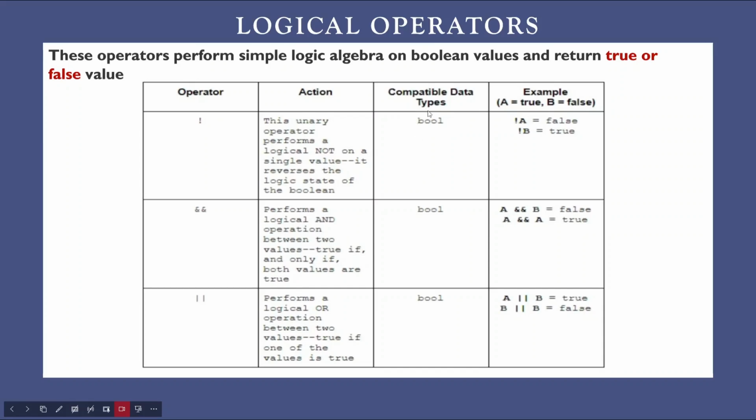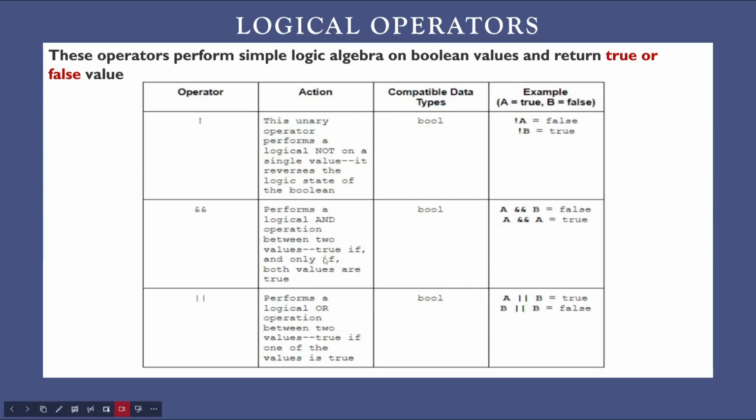You're compatible, only Boolean data types need to be used. And NOT will exactly give you the opposite of that one. If you observe here, I have taken A as true and B as false. Now, if I'm writing NOT A, the value will be false. And if I write NOT B, it will give you exactly the opposite of B, which is true.